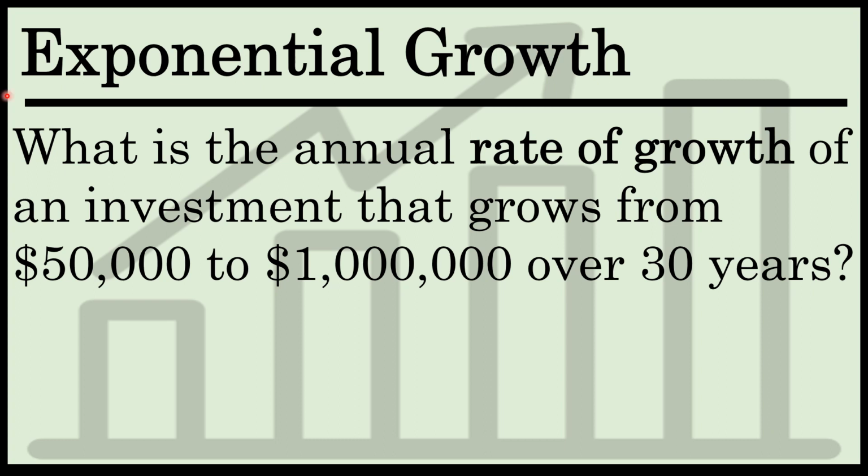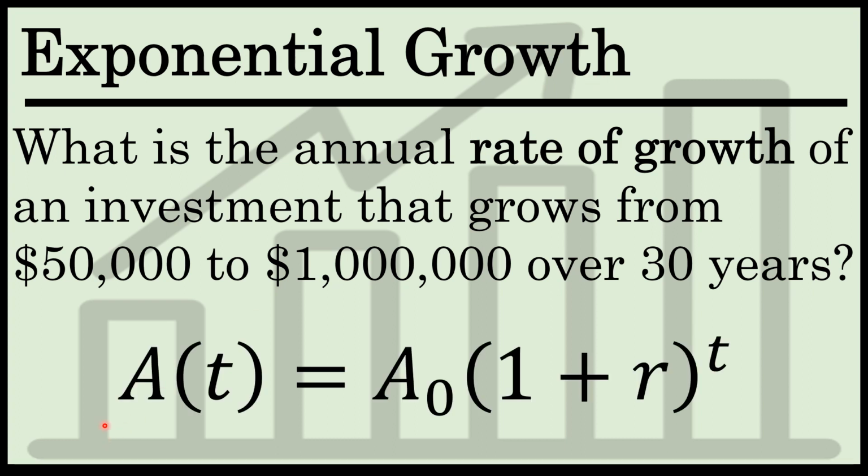In this video, we will solve the exponential growth problem that asks, what is the annual rate of growth? We will be finding a rate in this problem of an investment that grows from $50,000 to $1 million over the course of 30 years. This is an exponential growth problem, a compound interest problem specifically, and we will use the compound interest formula A of t equals A sub 0 times the quantity of 1 plus r to the power of t to find this rate of growth. Let's begin.